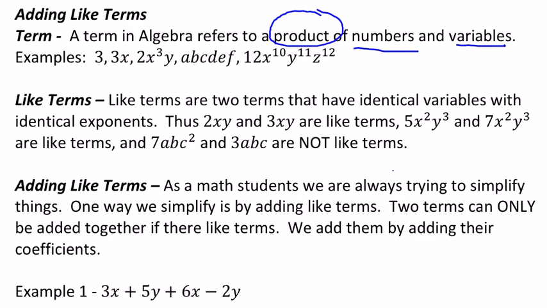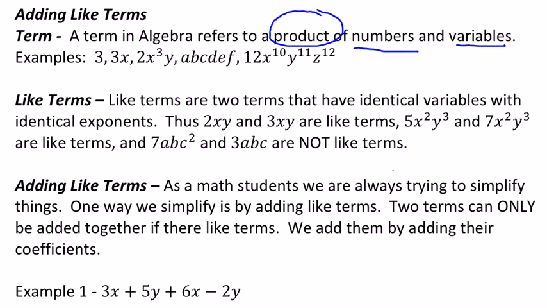So here are some examples. A number itself is a term, so 3 is considered a term. 3x is your most basic kind of term. It's just a number 3 times a variable x. But they can get much more complicated than that. For instance, 2x cubed y is a single term. A times b times c times d times e times f is a single term. 12x to the 10th, y to the 11th, z to the 12th is a single term. A term begins with a number and ends when the multiplication is over.